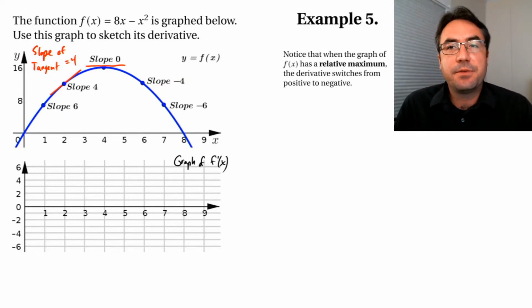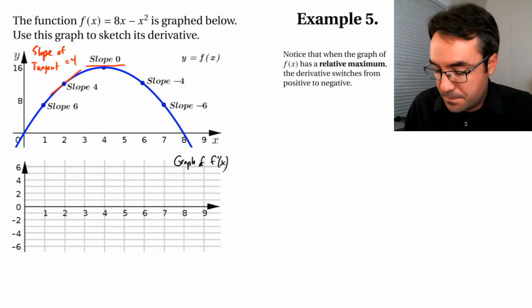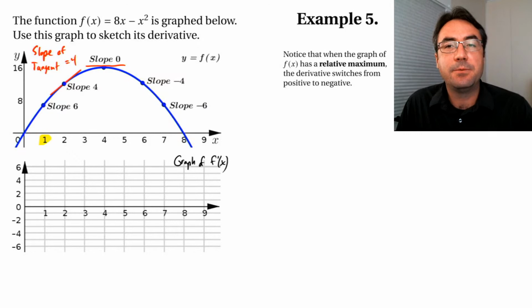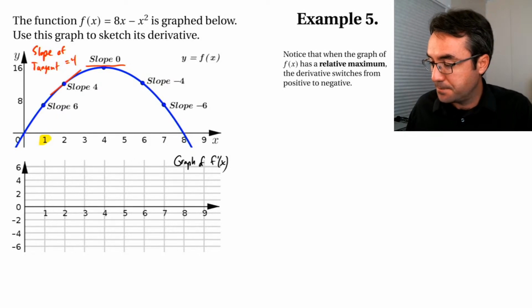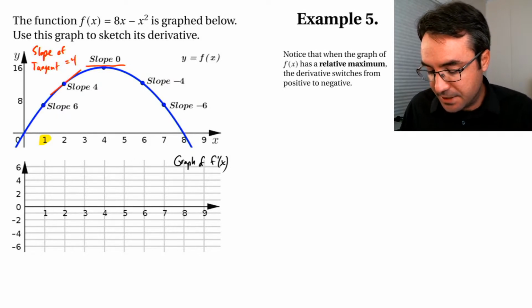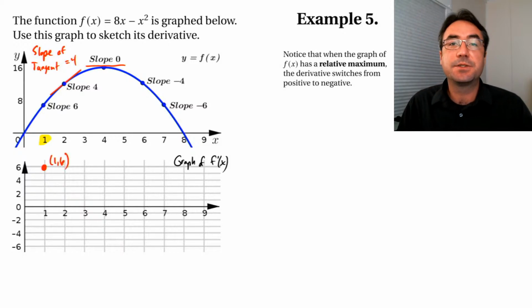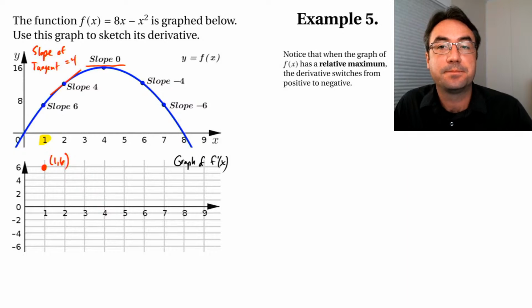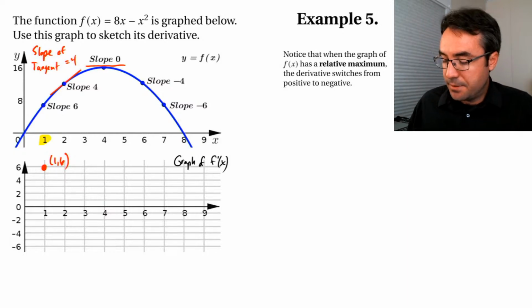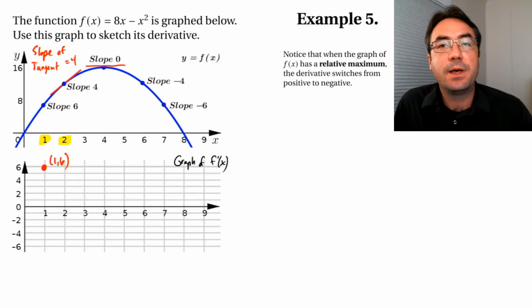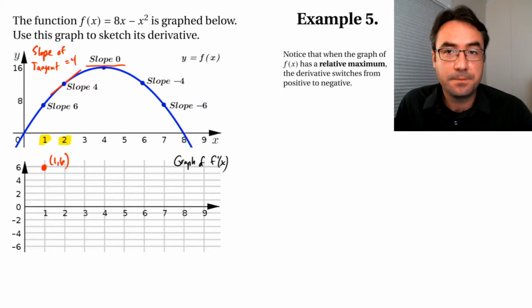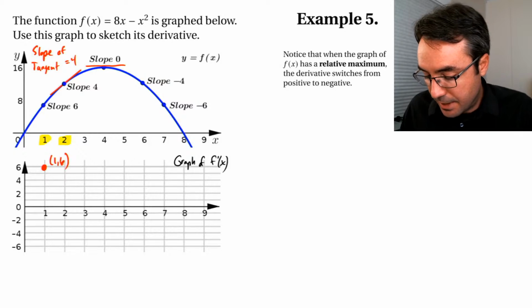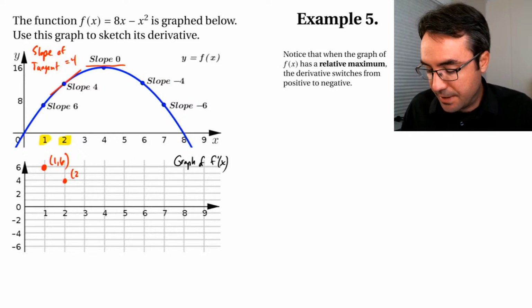All right, so let's start with x equals 1. We see that the slope of our original function f of x is equal to 6 there. So that tells us at x equals 1, the point (1, 6) is going to be on the graph of f prime. What about at x equals 2? Well, at x equals 2, we estimated that the slope of our curve is 4 there. So that tells us the point (2, 4) is on the graph of f prime.